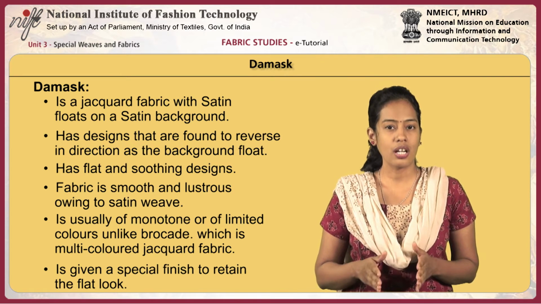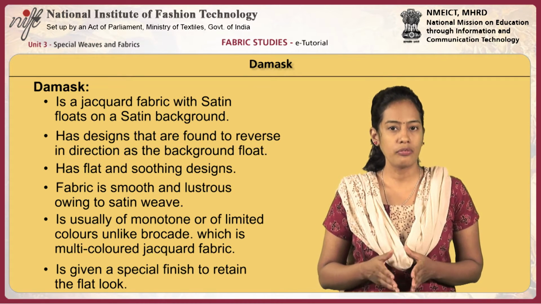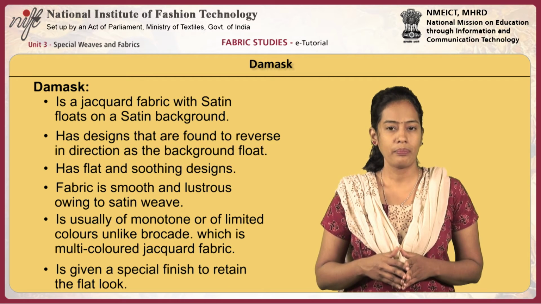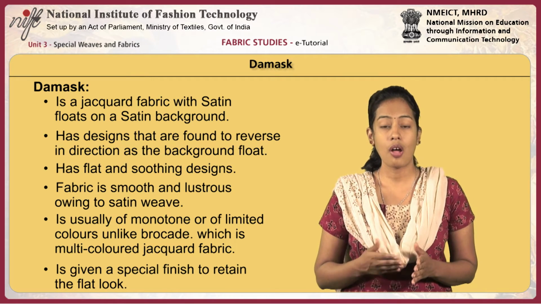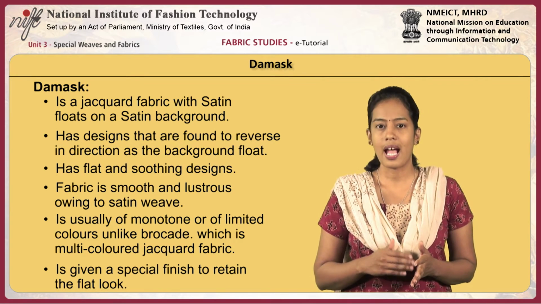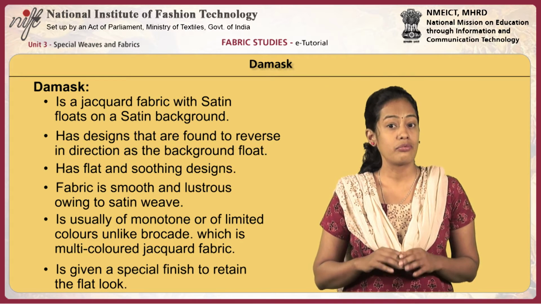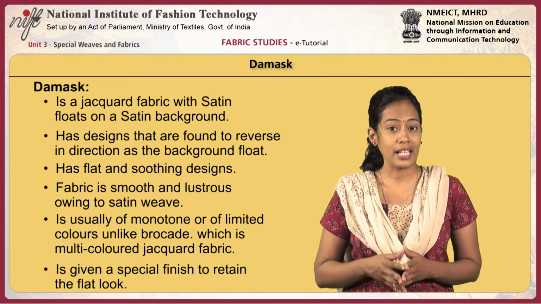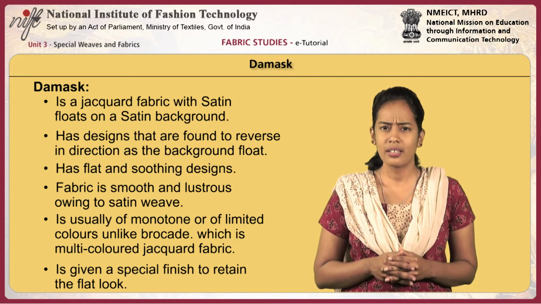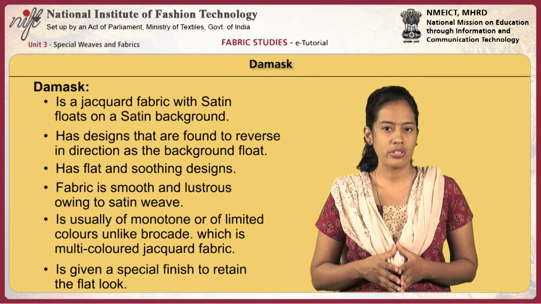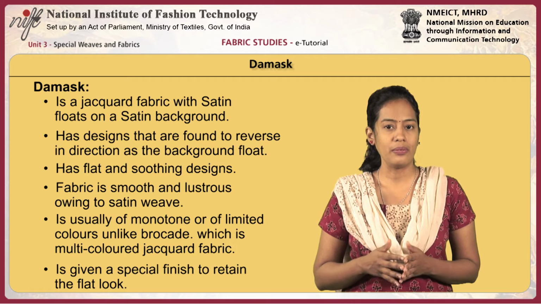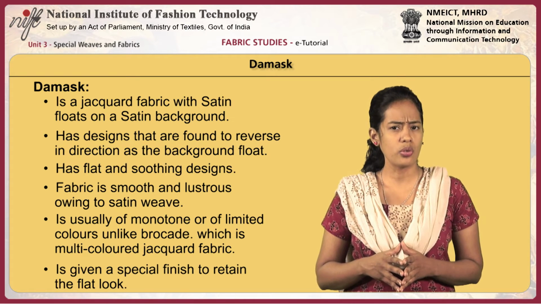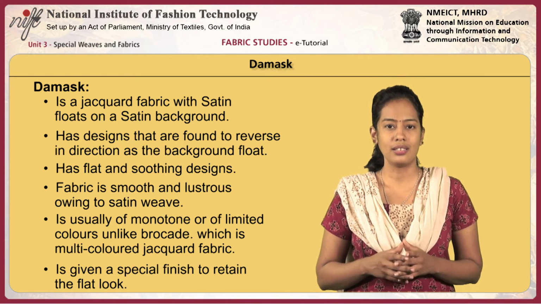Damask is a jacquard fabric with satin floats on a satin background. It has designs that are found in reverse direction as a background float. It has flat and smoothing designs. The fabric is smooth and lustrous owing to satin weave. It is usually of monotone or of limited colors.